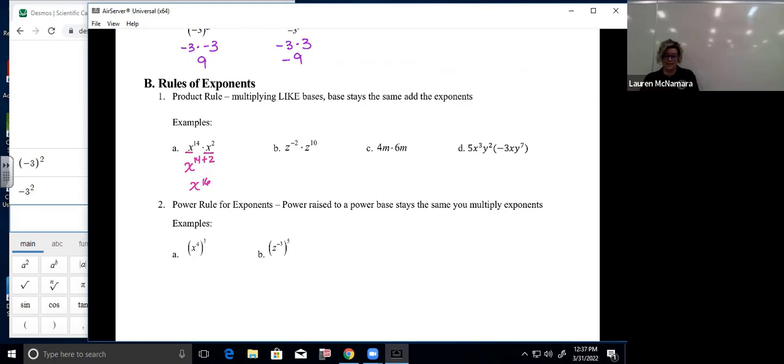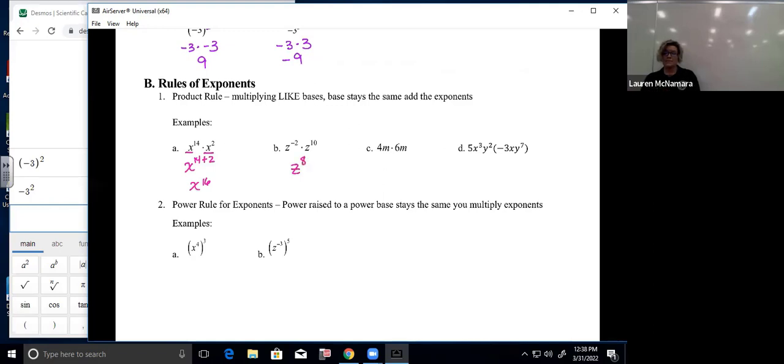Same thing with the next example. I have z and z. I'm adding my exponents. So when I add my exponents, I have -2 plus 10. My base stays the same, z, and I get 8.